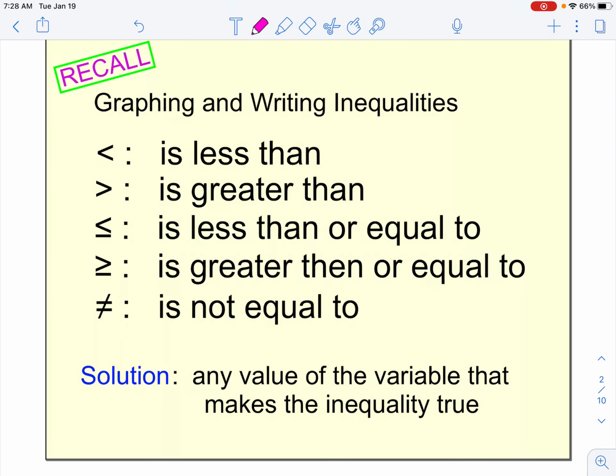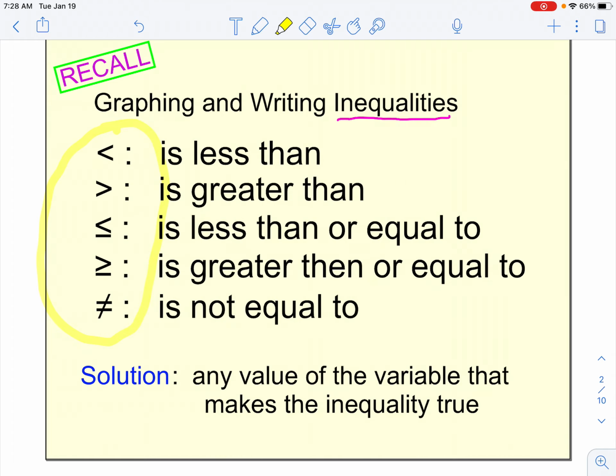So remember, these are the symbols for inequalities, okay? An inequality means that it's not equal to. It's either greater than or less than or greater than or equal to, or not equal to. So these are all of the symbols right here for inequalities.